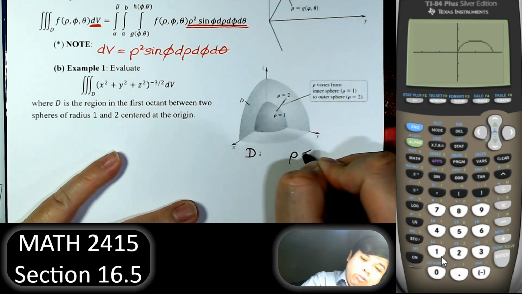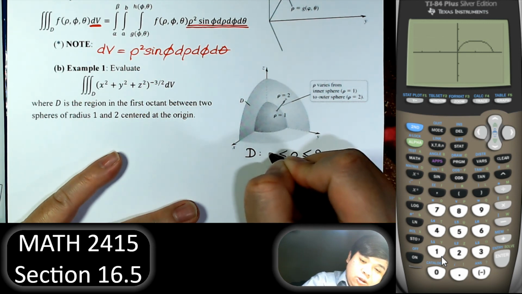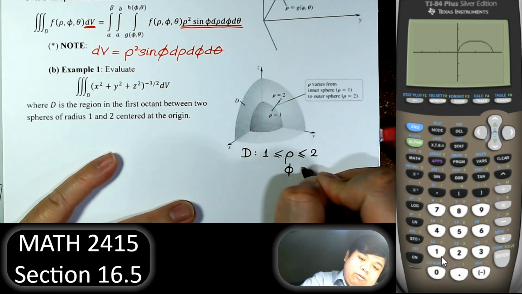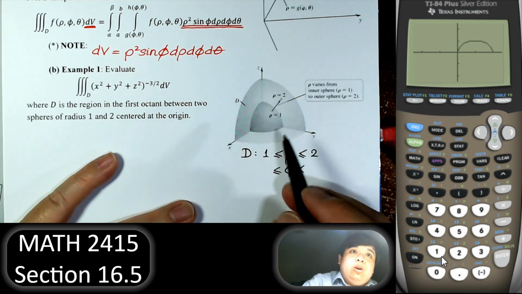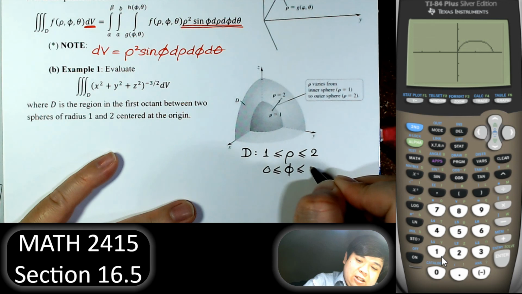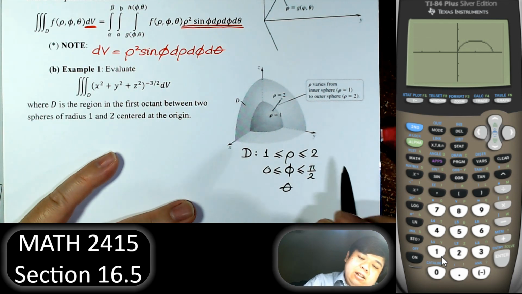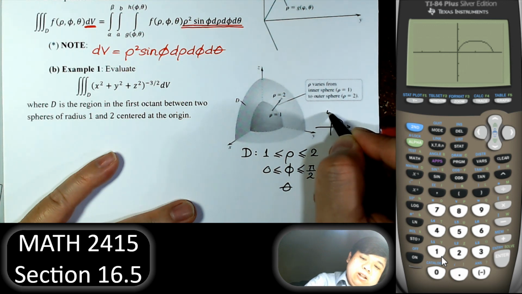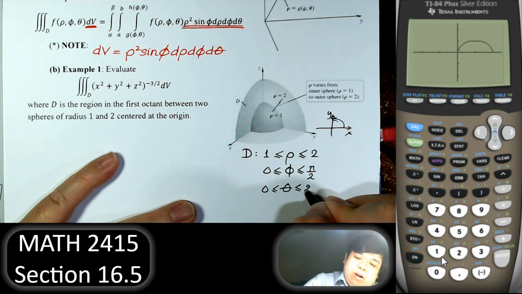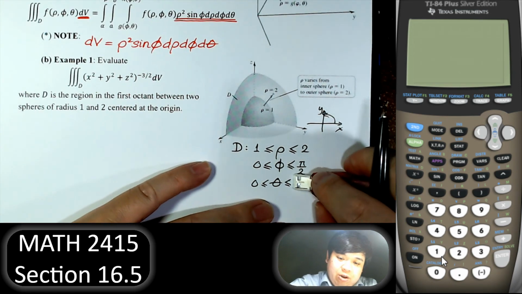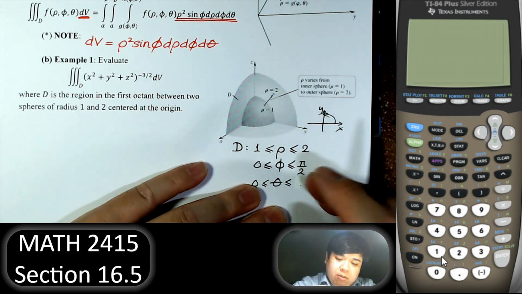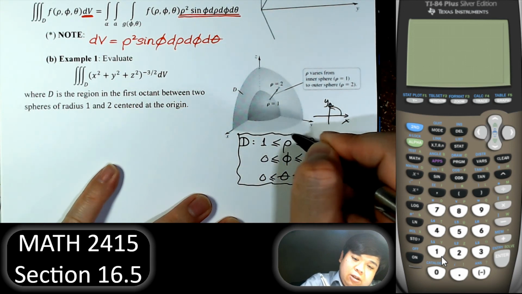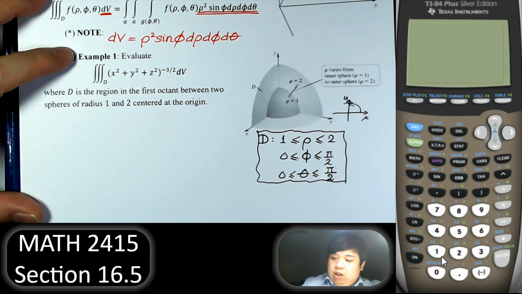We know rho will be from 1 to 2. And then the angle phi goes from 0 to the equator, so 0 to 90 degrees. And theta, only the first octant, so on the two-dimensional plane it is only 0 to pi over 2. Only the first quadrant in the xy plane. So that's what we have for D. Now we write the triple integral.